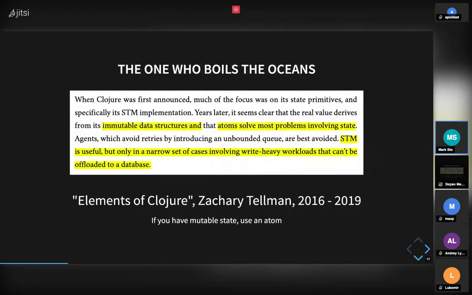Last but not least, Dax Hellman, author of one of my favorite books on Clojure and programming in general, has this to say. STM is useful, but only in a narrow set of cases involving write-heavy workloads that can't be offloaded to a database. So again, that's about STM not being a database, but this time also covering some narrow set of cases. And to have things even more dramatic, this chapter of his book is called "If You Have Mutable State, Use an Atom." That's a killer.